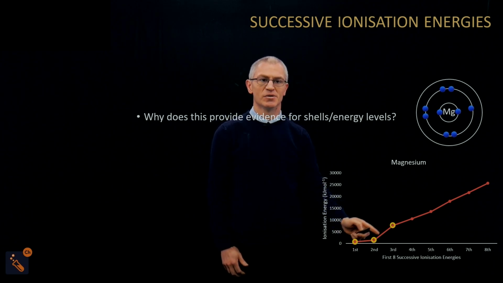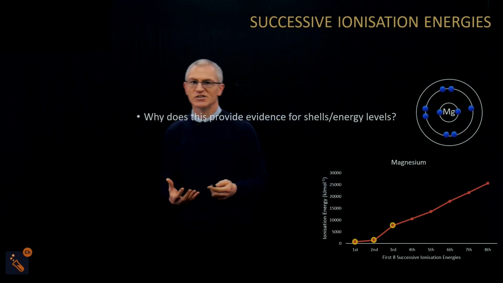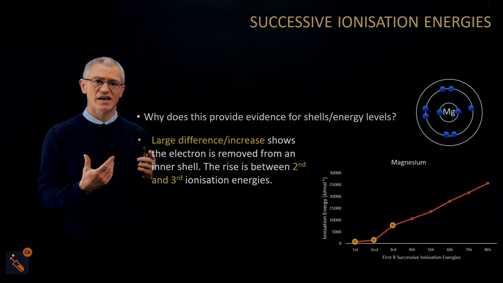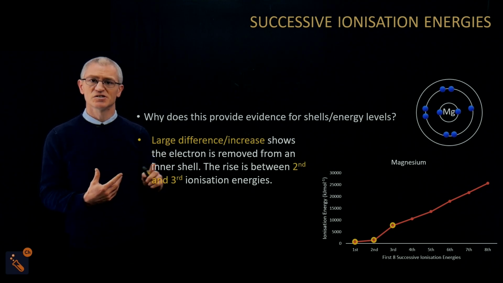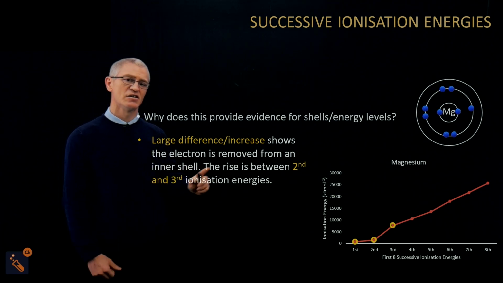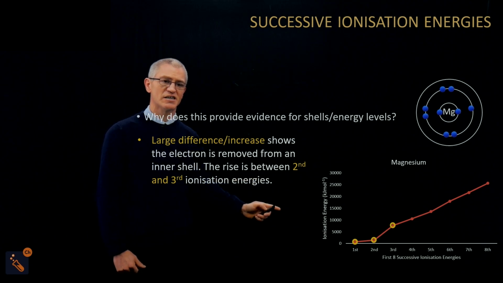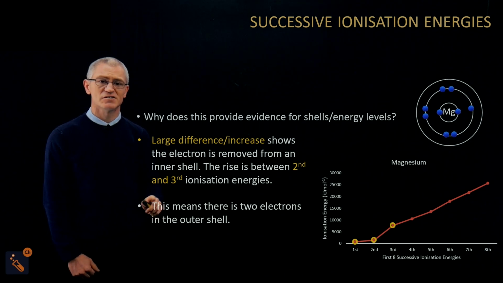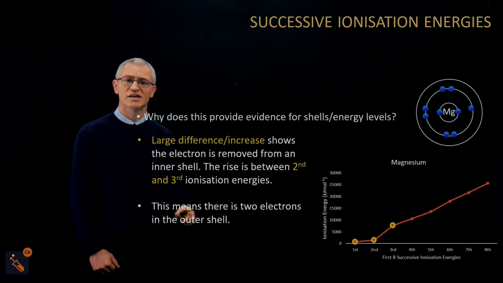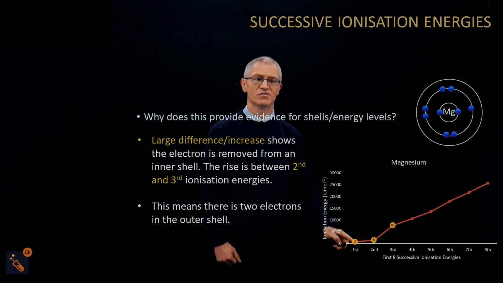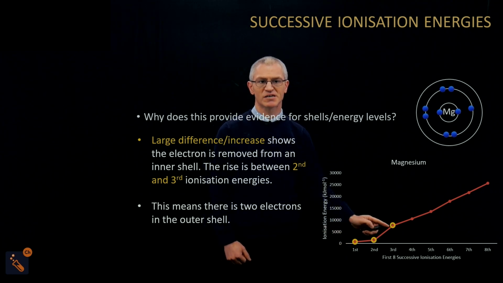And that's why you get a big jump, because you're removing an electron from an inner shell. So that large increase shows the electron is removed from an inner shell. And then here, this is more of an exam technique thing, tell them where the rise is. Well, the rise in this case is between the second and the third ionisation energies. Now this means, and this is important for later, there are 2 electrons in the outer shell, because notice no big rise. That means first and second, I've removed 2 electrons. They must be from the outer shell. Then a big rise.